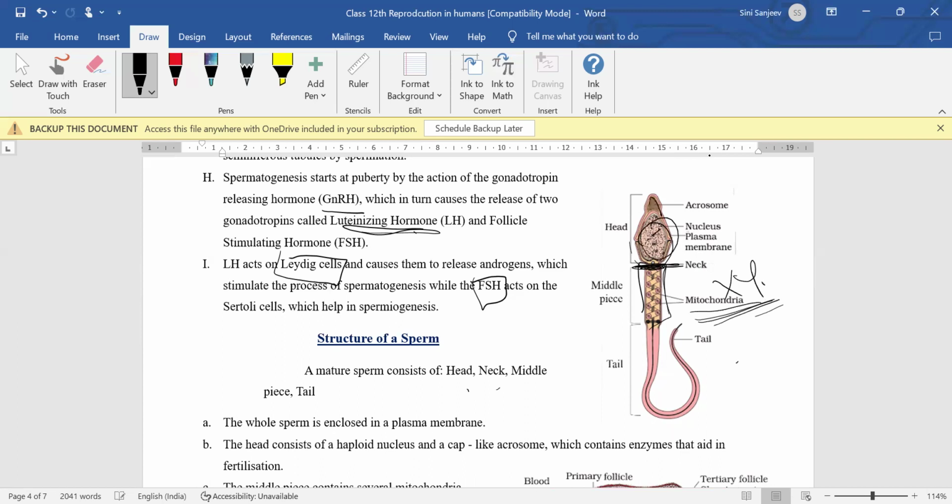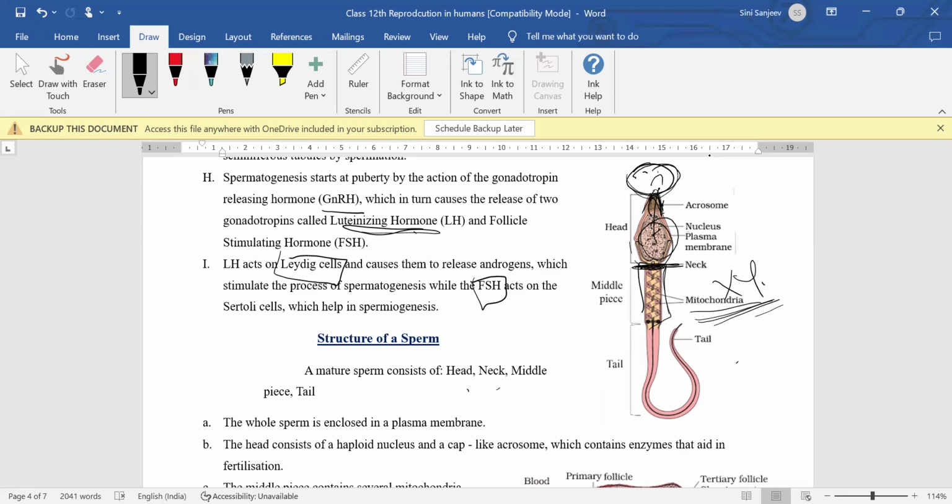And then you have the acrosome. When the sperm enters the human body and reaches the egg, the egg wall is made up of several layers. The sperm has to degrade the walls of the egg. For that purpose the acrosome is present, which will release certain enzymes and ultimately fuse with the egg by releasing the nucleus from inside. So this is the basic sperm structure.